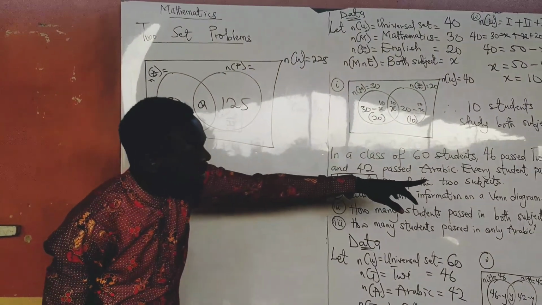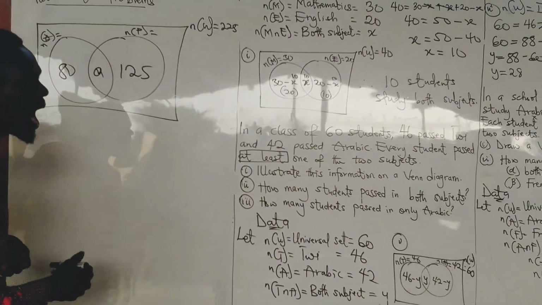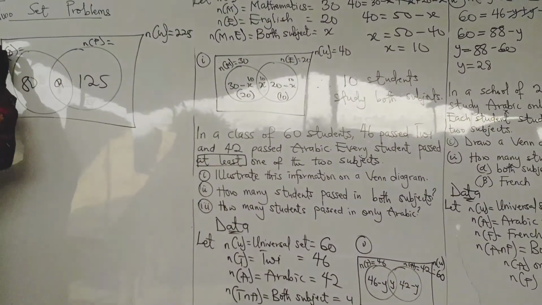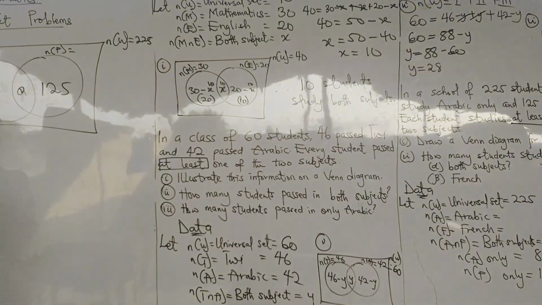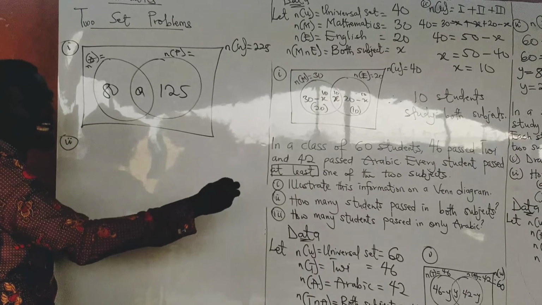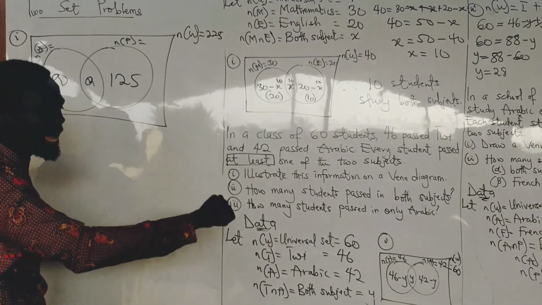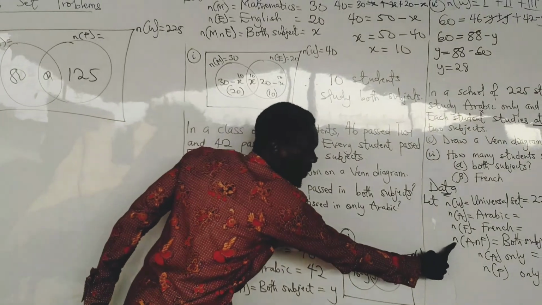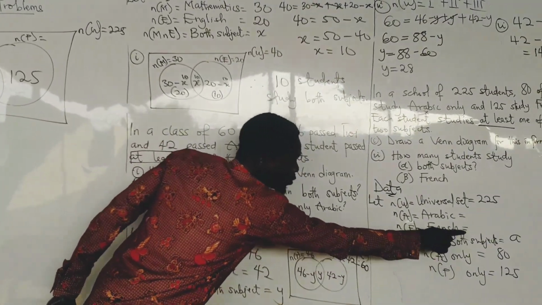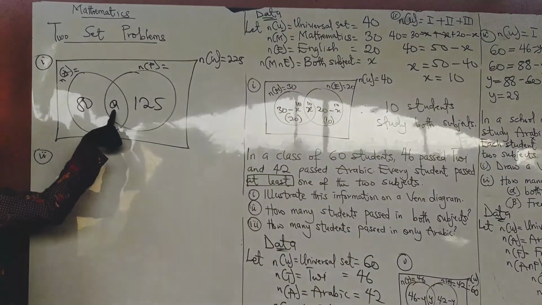Now when you continue, I have illustrated the questions. It says, how many students study both subjects? So this is question I. How many students study both subjects? From my data, I said let the number A intersection F be equal to both subjects, which is the A I have there as my variable. So on the diagram here, this is A.